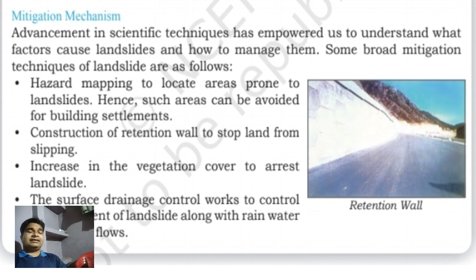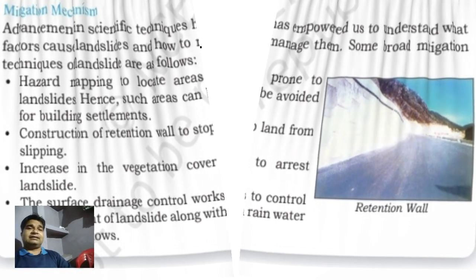Third, increase in the vegetation cover to arrest landslides. Also you have to plant more and more trees so that the landslides can be controlled. And the last point is surface drainage control. The most important point is if you are having a good drainage system, the water will pass out through that drainage. And if there is no drainage system, then this water will come down through the mountain, causing these big rocks to fall. And when the big rocks fall, there will be landslides.